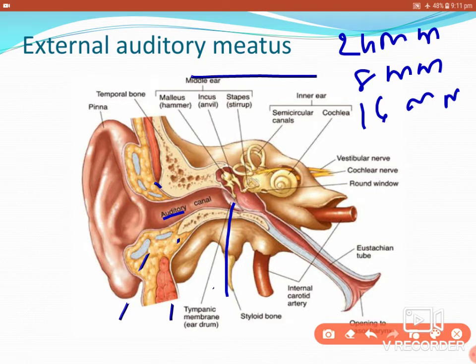The direction of the cartilaginous part of the canal is upwards, backwards, then medially. The direction of the bony part of the canal is downwards, forwards, then medially. It is not straight.